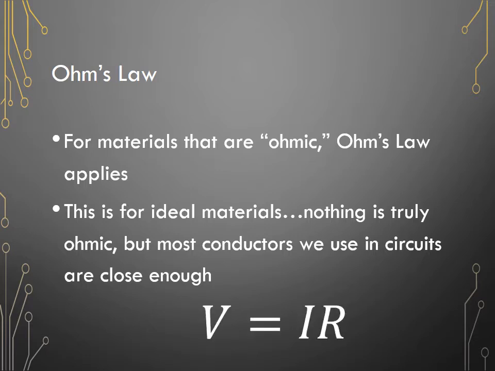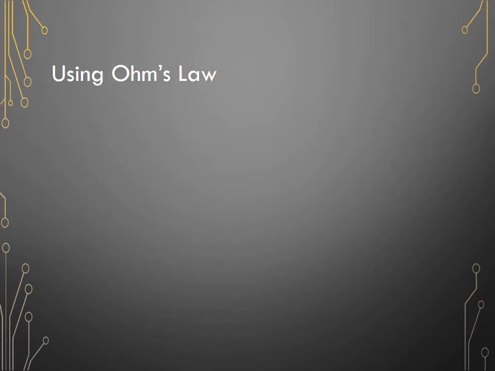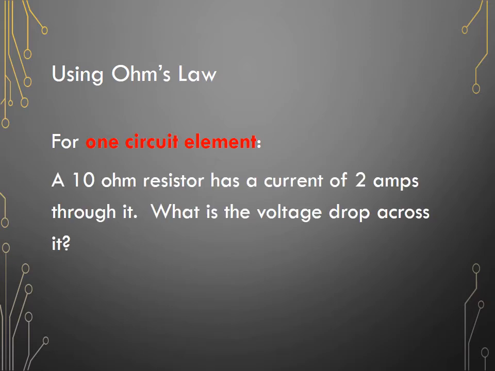Ohm's law simply states V equals IR. We can use it for one circuit element. Say a 10 ohm resistor has a current of 2 amps through it. What is the voltage drop across it? Well, for that circuit element, V equals IR. The voltage is what we're trying to find. The current is 2 amps, the resistance is 10. So I have 2 times 10 and I get 20 volts.